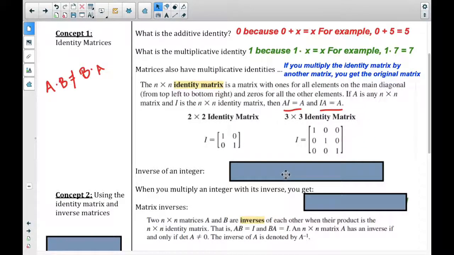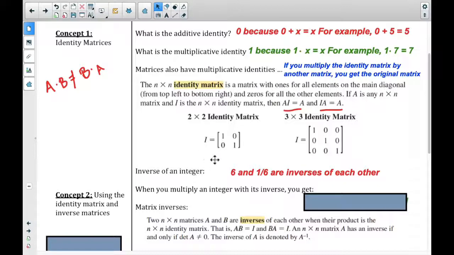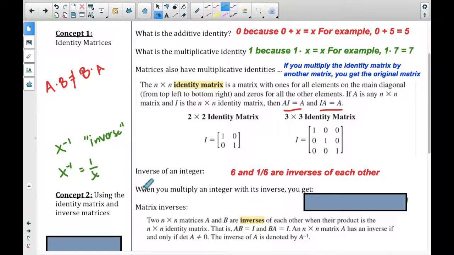Okay, that also ties in a little bit with inverses. Do you remember what inverses of integers are? An inverse with integers is just like a 1 over. So 6 and 1/6 are inverses of each other. And there's a couple different ways you can write that. When we write x to the negative 1 power, that means the inverse. And so x to the negative 1 is equal to 1 over x.